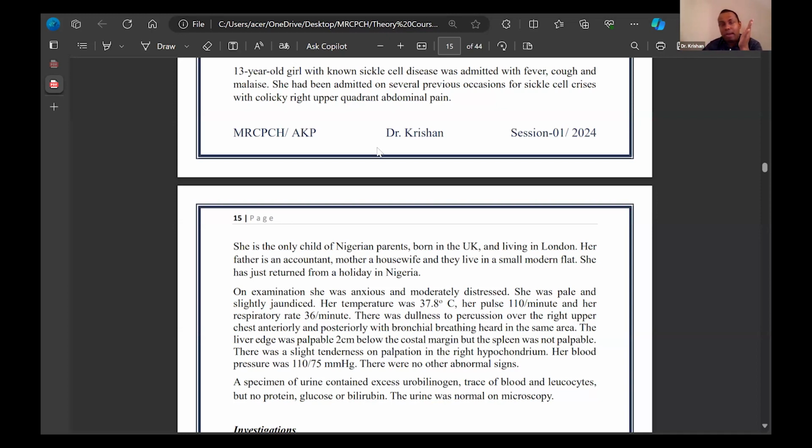Why? Because passing this exam is rewarding, isn't it? When you pass the theory components and then the clinicals, you will get GMC registration straight away, and then you will get a middle grade job rather than a junior doctor job. If you do PLAB, usually you end up with a junior clinical fellow job or an SHO job, FY1 or FY2. But if you have MRCPCH, you will get a better job, a better position.